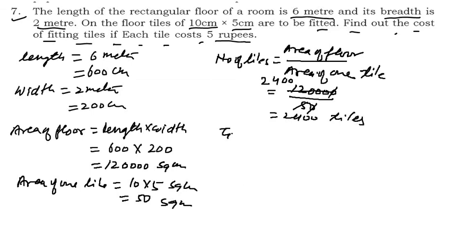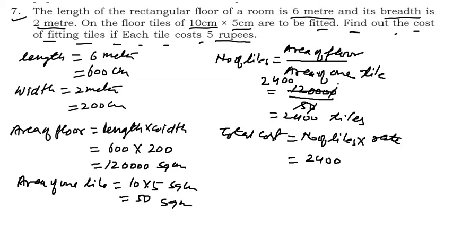So our total cost is the number of tiles into rate. Number of tiles is 2400 and rate is given as 5 rupees. So you have to multiply by 5. So that is rupees 0, 0, 5 fours are 20, and 5 twos are 10, and 2, 12. So 12,000 rupees, and that is your answer.